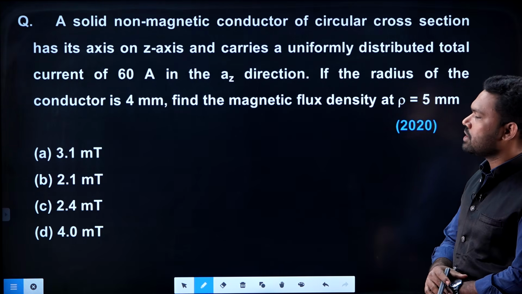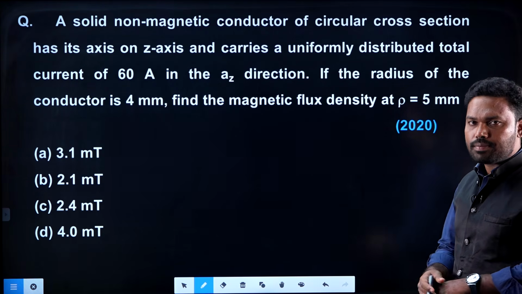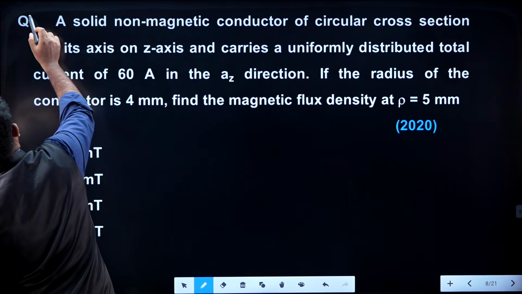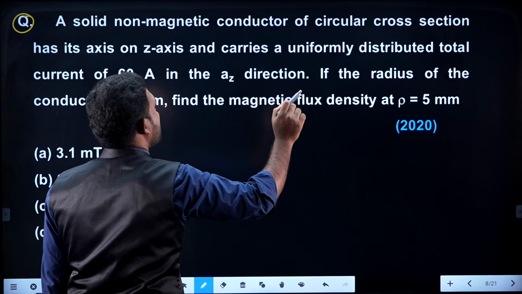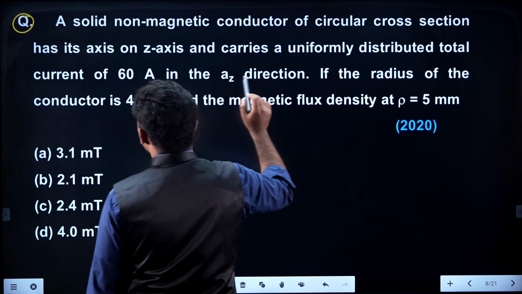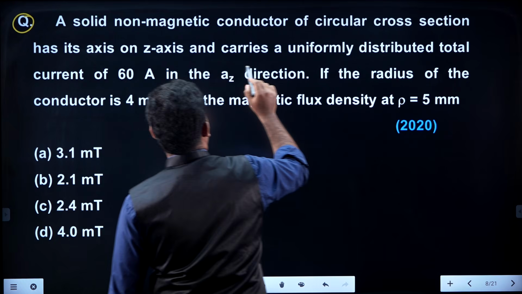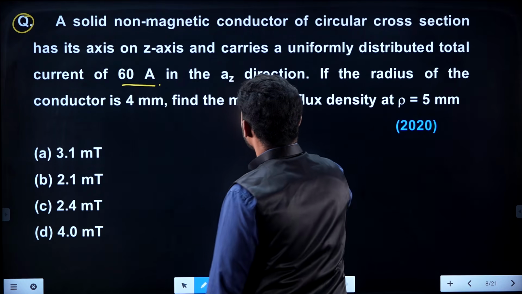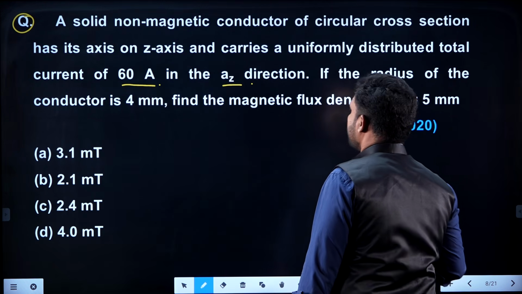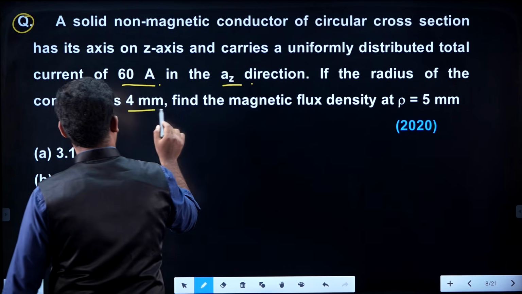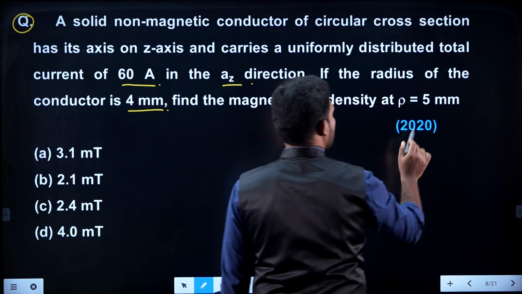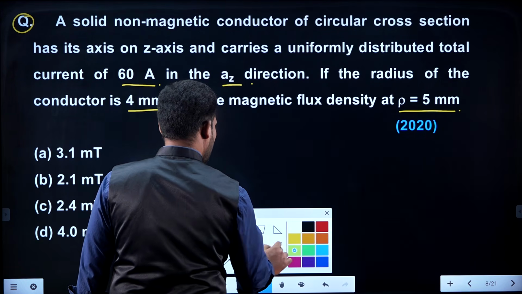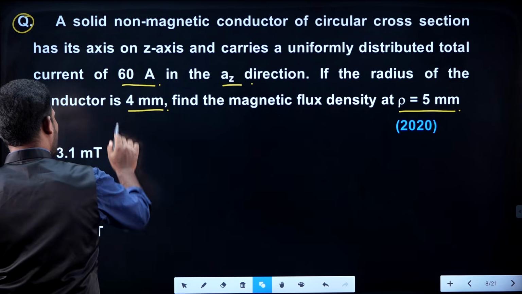Here is a question which is based on the formula. A solid non-magnetic conductor of circular cross section has its radius on z axis and carries a uniformly distributed total current of 60 amperes in the z direction. If the radius of the conductor is 4 mm, find the magnitude of the flux density at rho is equal to 5 mm. See here, actually you need to deal with Ampere's law here.